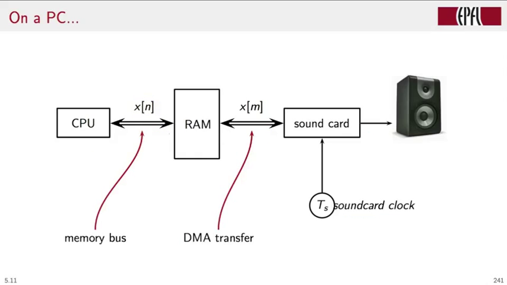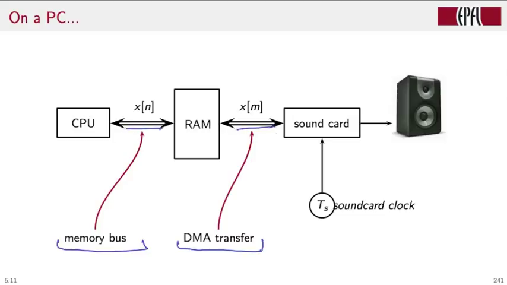The transfer of data from the CPU to memory happens via a standard memory bus transaction. The transfer of data from memory to the sound card takes place in the form of a DMA transfer. DMA stands for Direct Memory Access. In other words, the sound card does not need to invoke the CPU in order to access the data in memory. And so this transfer and this transfer, they can happen asynchronously.